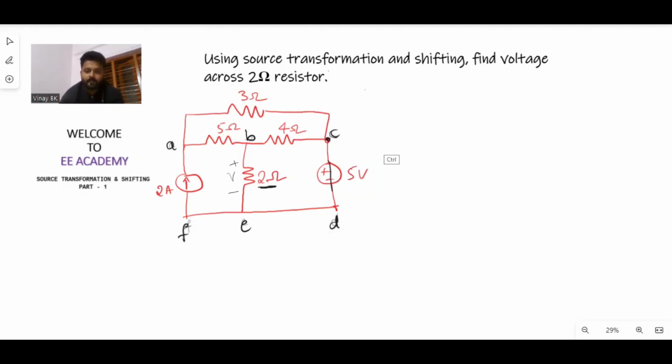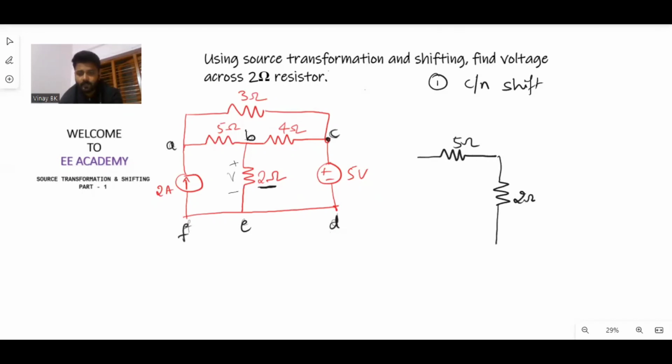Let us see step by step. What is the first step? Shifting of current. I will redraw the same circuit: from A to B there is a 5 ohm resistor and from B to E there is a 2 ohm resistor. This is the voltage we need to find, the voltage across the 2 ohm.